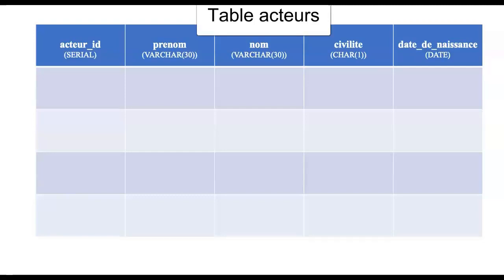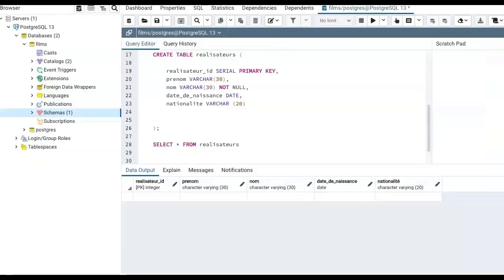I invite you to take the example of this table and try to create it yourself. Don't forget the primary key. You can therefore pause this video. Otherwise, let's go for the creation of the actors table together. Now let's go back to the films database and the CRUD creation.